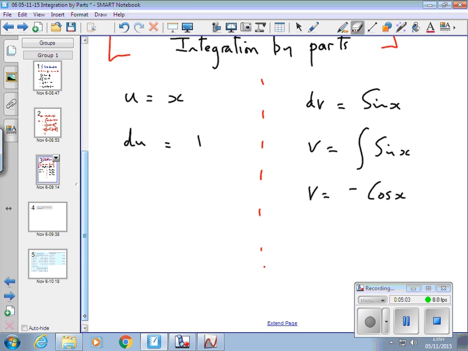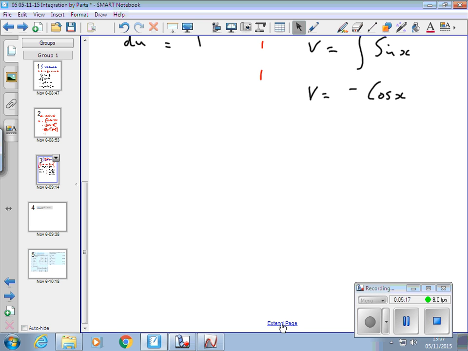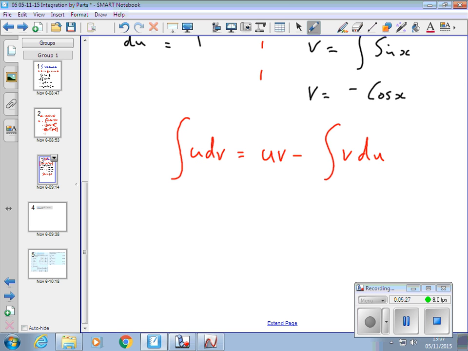Now we've put them into our integration by parts. So our original integral, let's rewrite, it never harms to repeat these things, our integration by parts formula. Integral u dv is going to become uv minus the integral of v du.